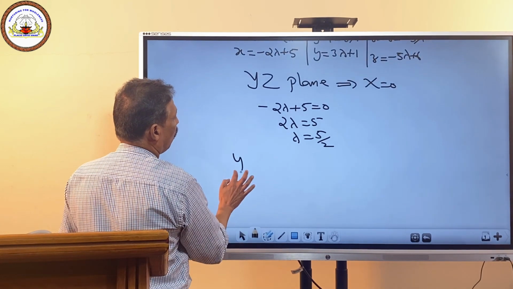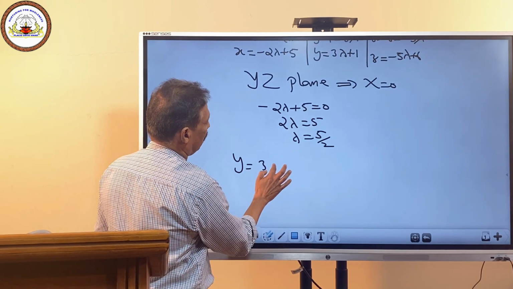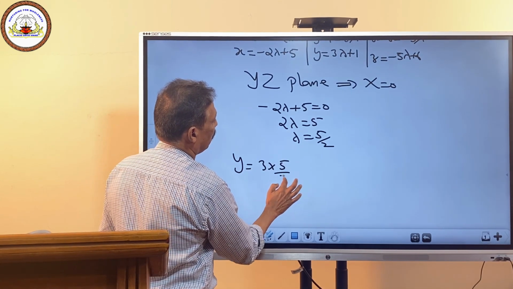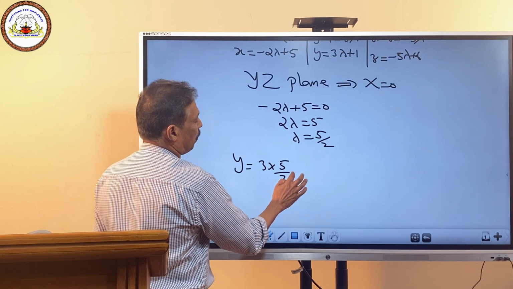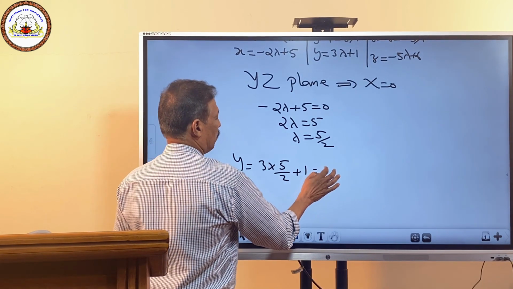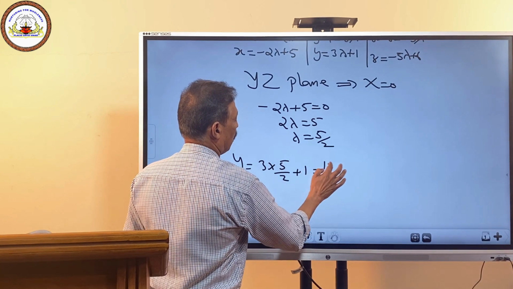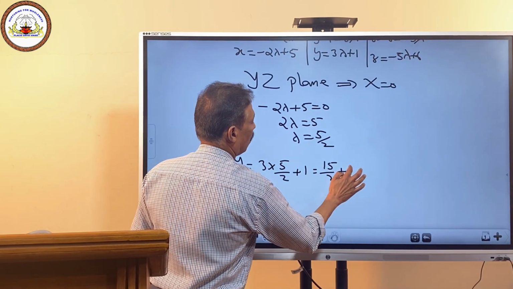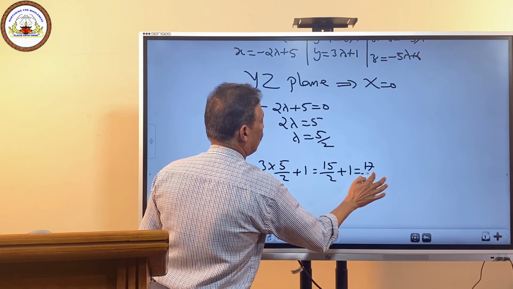So y coordinate is 3 into 5 by 2 plus 1, that is equal to 8 by 2. 3 into 5, 15 by 2 plus 1, that is equal to 17 by 2.